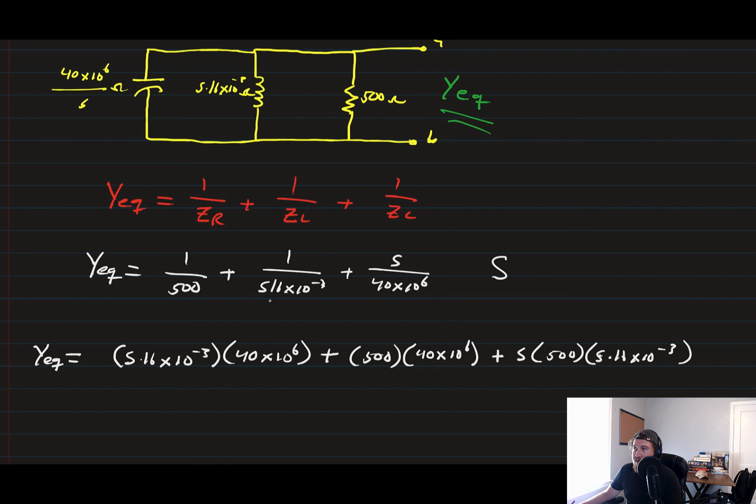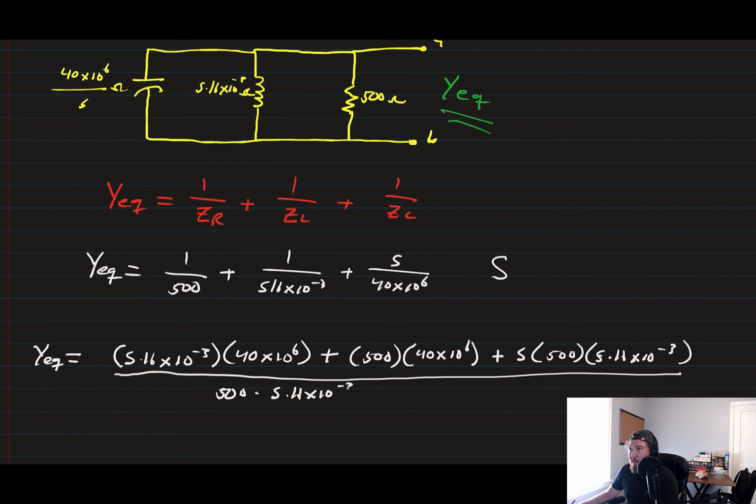So that's, first one is this denominator over this denominator. S times 16 times 10 to the negative 3rd times 40 times 10 to the 6 plus the middle one should be 500 times 40 times 10 to the 6 plus this one should be S times the other two denominators, 500 times S times 16 to the negative 3rd. And that whole expression will be over the product of everything. So that's 500 times S times 16 to the negative 3rd times 40 times 10 to the 6.